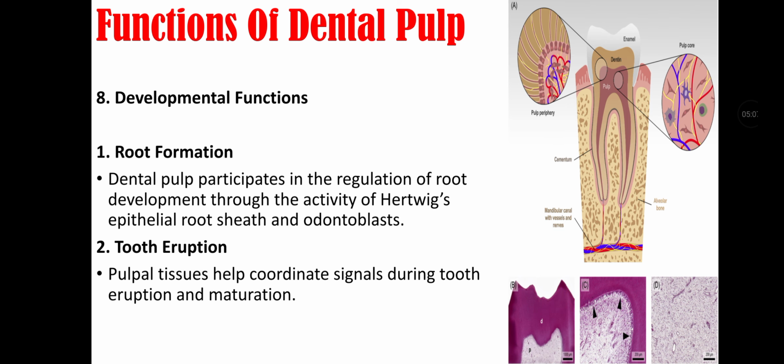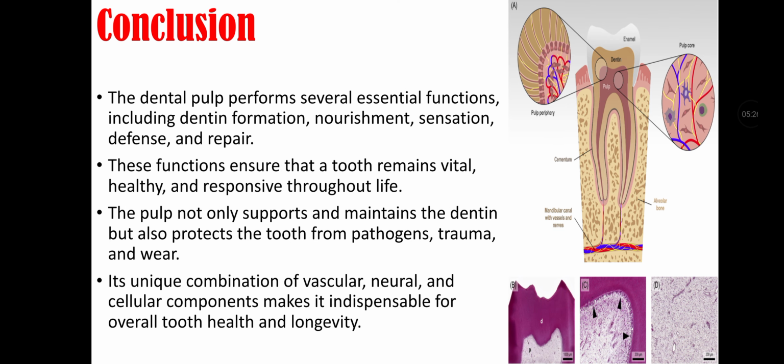Eighth function of dental pulp is developmental function that includes root formation and tooth eruption. First, root formation. Dental pulp participates in regulation of root development through the activity of Hertwig's epithelial root sheath and odontoblasts. Second, tooth eruption. Pulp tissue helps coordinate signals during tooth eruption and maturation.